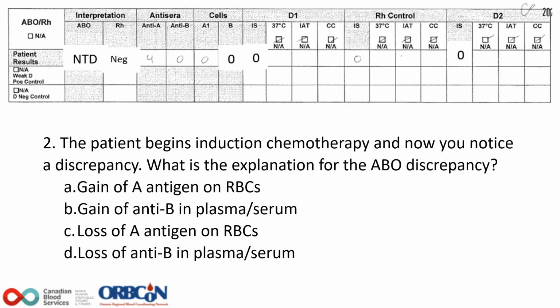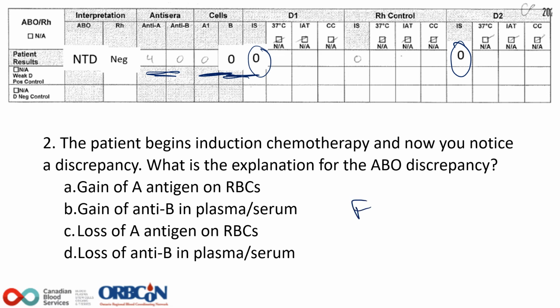So the patient begins induction chemo, and now you notice a discrepancy. What is the explanation for the ABO discrepancy? So let's look back at our ABO. We have a forward typing of group A. Reverse typing shows an AB individual. Since they have no anti-A or anti-B, they continue to be Rh negative, so they haven't fully engrafted, showing any Rh positive. So the question is, what's causing the discrepancy?